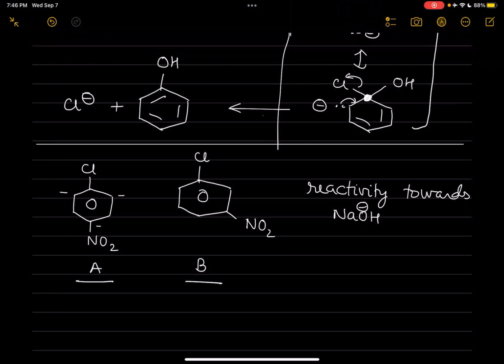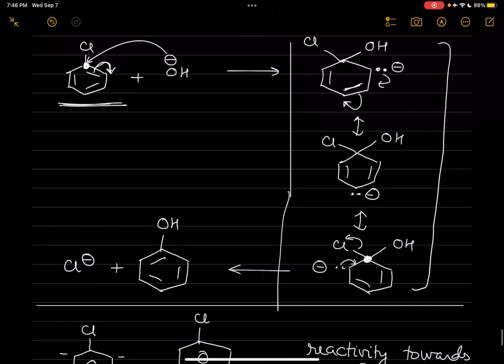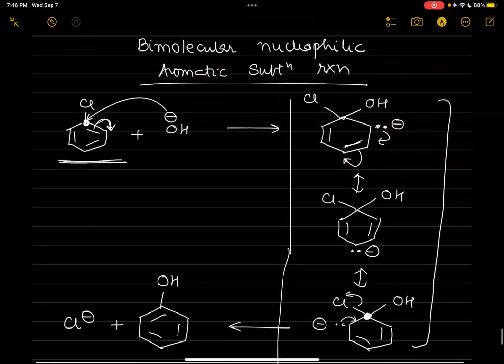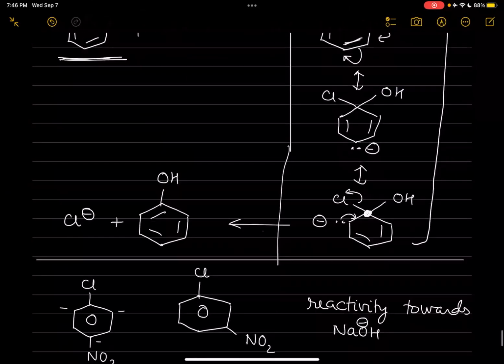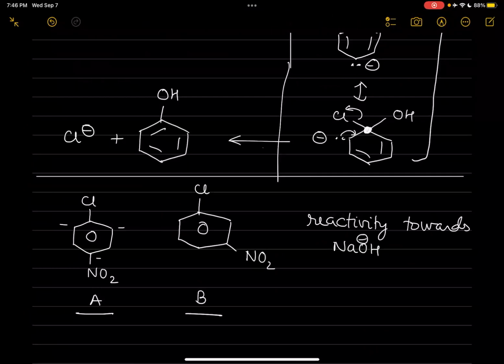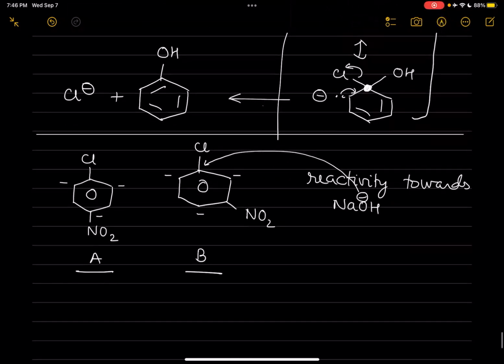You need to have that picture in the mind. A little bit of idea you need. Don't have to draw the actual thing. If the OH minus comes in and gets attached to the carbon where the Cl is there, so there also. So now tell me where the minus charge is going to get more stabilized. NO2 has plus charge in it. A, right, is the answer.